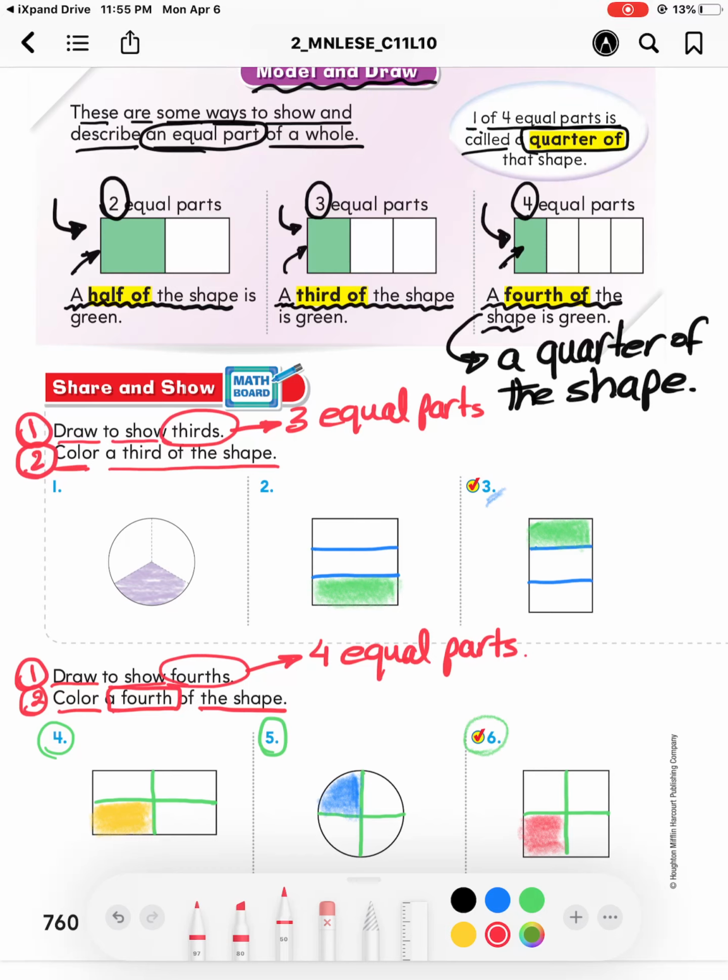Okay, so as you can see here in question number 4, 5, and 6, we draw to show fourths, 4 equal parts, and we color a fourth of the shape. We colored only one equal part of the shape. So when we have a shape that is divided into 4 equal parts, we have 4 equal parts. Each part is called a fourth of the shape, like the shaded parts in question number 4, 5, and 6. Now let's move to the next page, page 761.